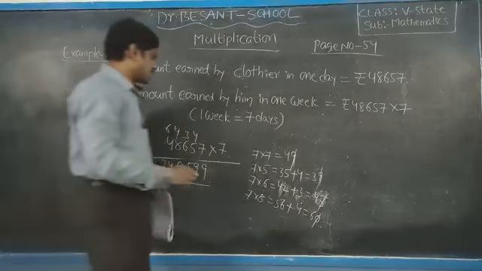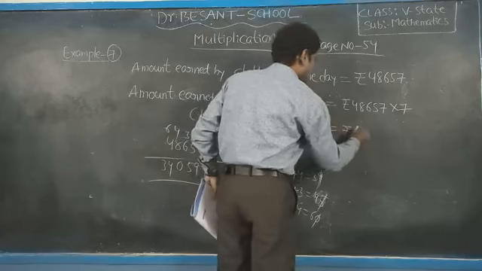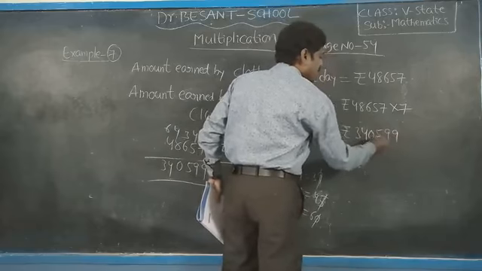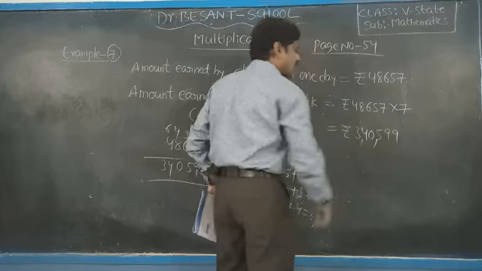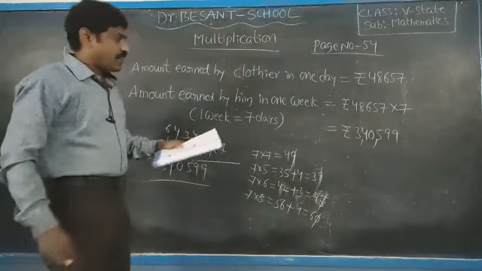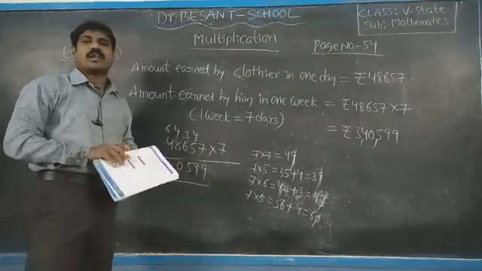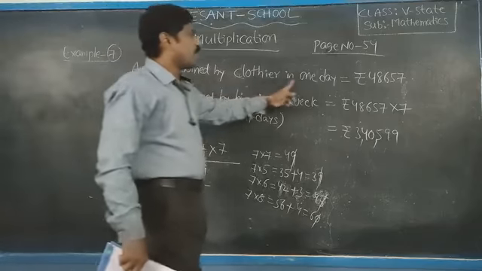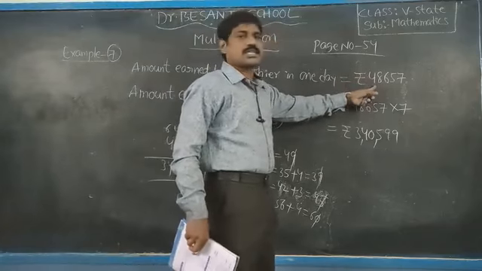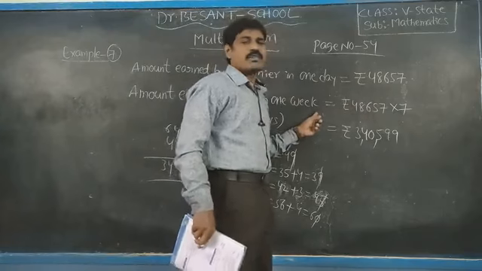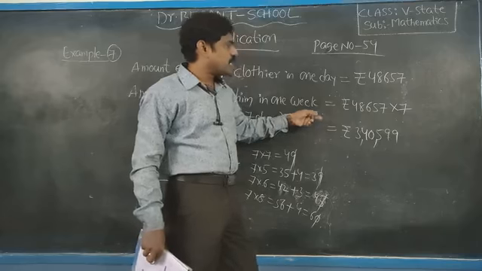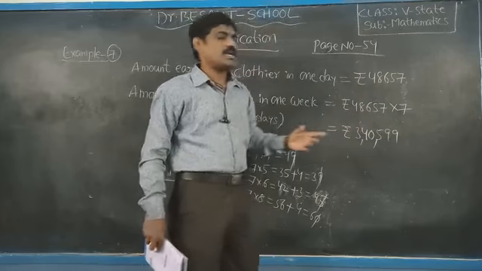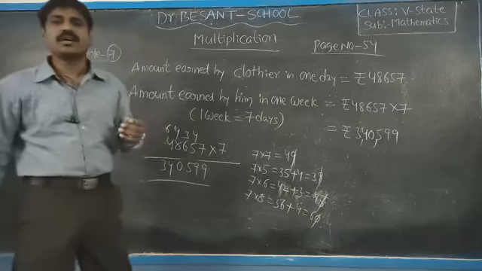So this is the final amount, that is equal to rupees 340,599. 1, 10, 100, 1000, 10,000, lakh. 3,40,599 rupees is the final answer. So amount earned by clothier in one day is rupees 48,657. So the 7 days amount we have to find. The 7 days amount means this amount should be multiplied by 7. Then we can get 3,40,599 as the final answer.